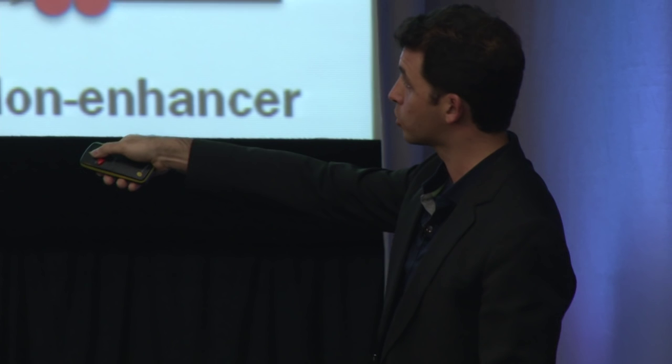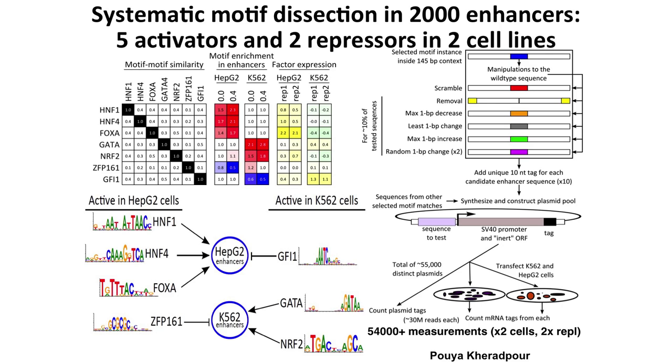But you'd like to also be able to disrupt these motifs and then see if there's an expression change downstream of that. So in collaboration with Tarjei Mikkelsen at the Broad Institute, we basically used this massively parallel reporter assay technology to carry out individual single nucleotide mutations for seven different regulators, for five activators and two repressors in two different cell types, HepG2 and K562.